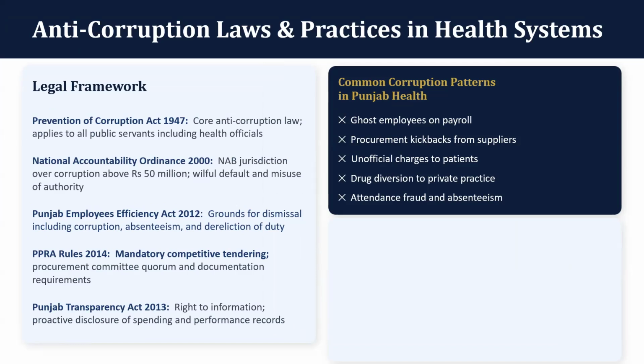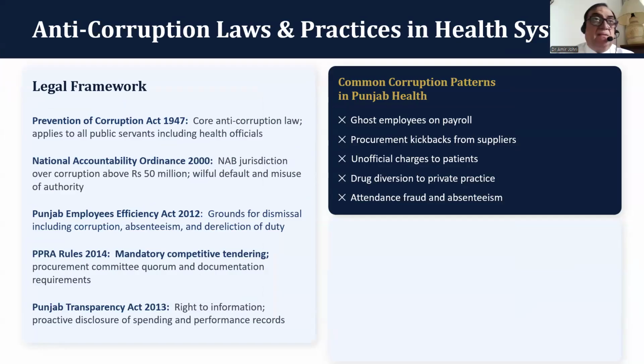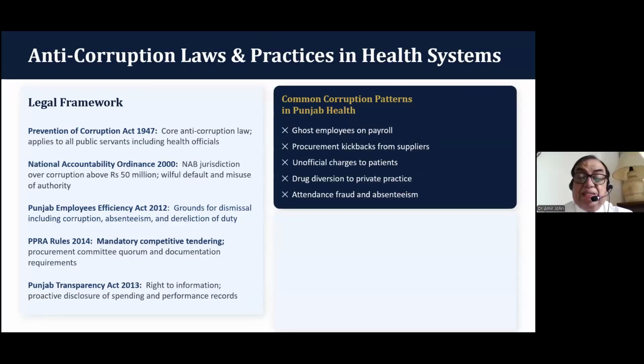But if you cannot go to zero corruption policies, at least you can reduce that. And that should be the way forward. The fourth one is drug diversion to private practice. This has also been reported, that the medicines come out of the government hospital and go to the private practice. And then, last but not the least, is attendance fraud and absenteeism.